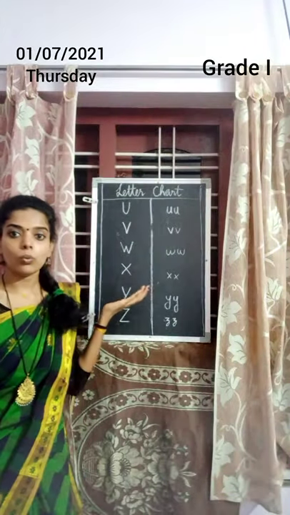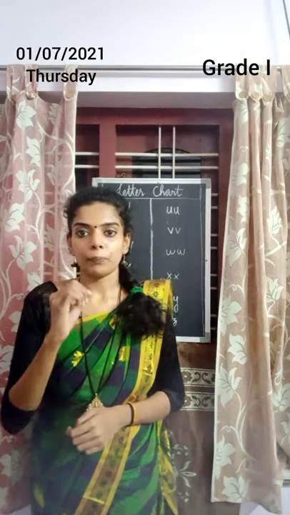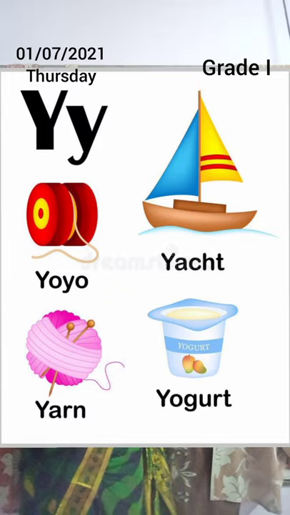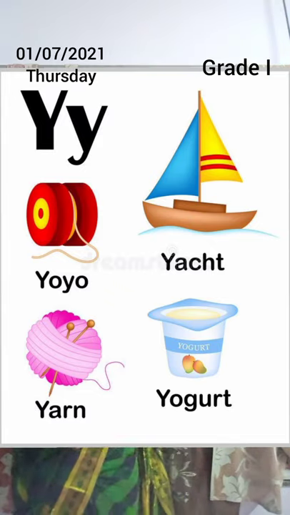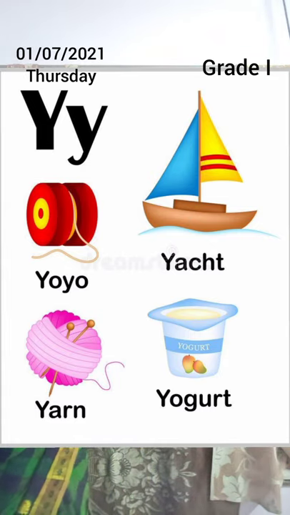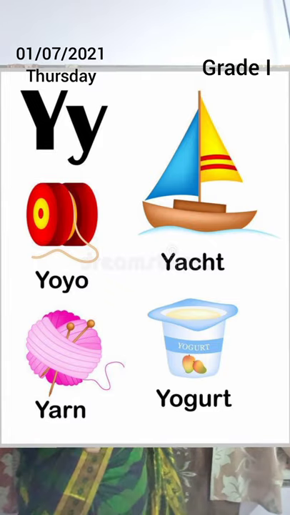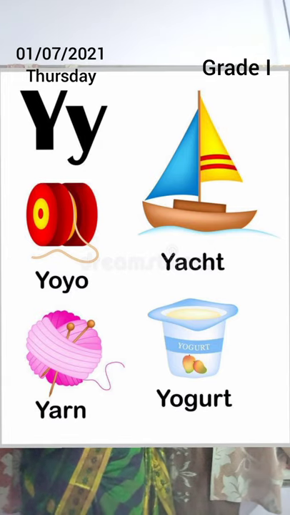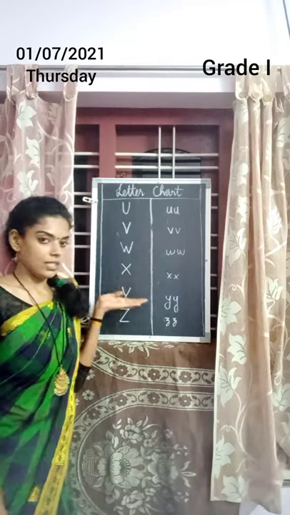So the next one is Y. The sound of Y is y. Yarn. Yogurt: Y-O-G-U-R-T, yogurt. So the alphabet is Y and the sound of Y is the ya sound. The examples are yo-yo, yogurt, yacht, yarn, yes. The last letter in the English alphabet is Z.